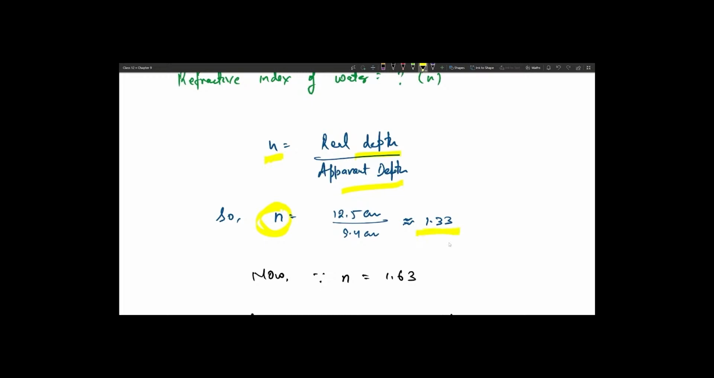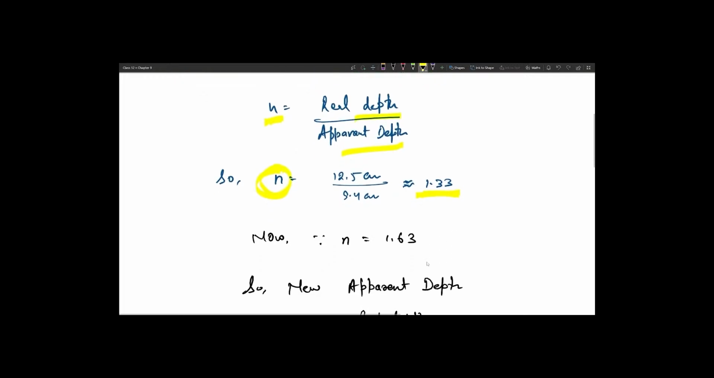Now the question says that when the water is replaced with a fluid of refractive index 1.63, then what would be the apparent depth? And it is not asking directly what the apparent depth is, it is asking by what distance the microscope will move so that it can focus again.